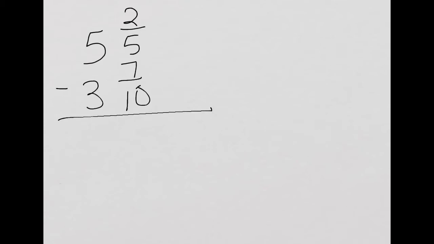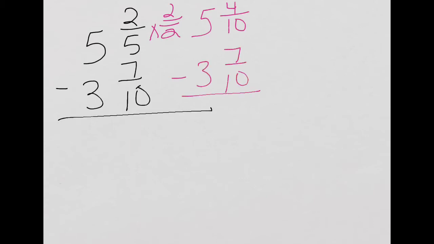In this example, we have 5 2/5 minus 3 7/10. We know we need to get like denominators again, and 5 is a factor of 10, which is times 2. So we have, bring our whole number over, 5 and 4/10 minus 3 7/10.